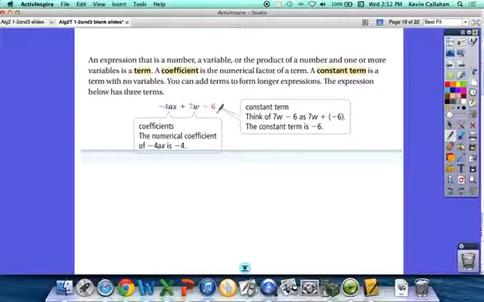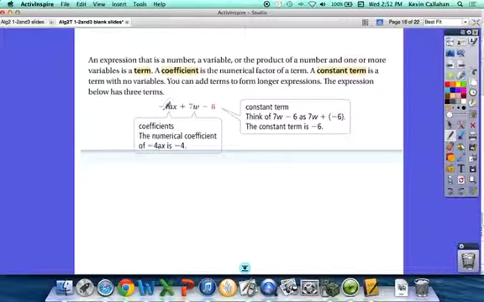They are separated by pluses or minuses. So this is 3 terms because it's got 1 plus and 1 minus. So 1, 2, 3, 3 terms. So that's one thing. Got to know what we mean by a term.